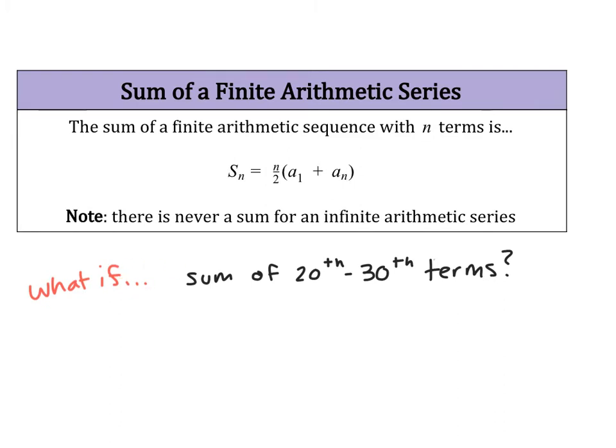So what if you wanted the sum of the 20th through the 30th terms? Strategically, I just want you to understand it's still possible to do with this formula. We would just start by finding the sum of the first 30 terms and then subtracting the sum of the first 19 terms, leaving you 20 through 30. So just keep in mind that it is possible to find a specific sum that doesn't start at 1, but you will have to do two separate formulas for it.